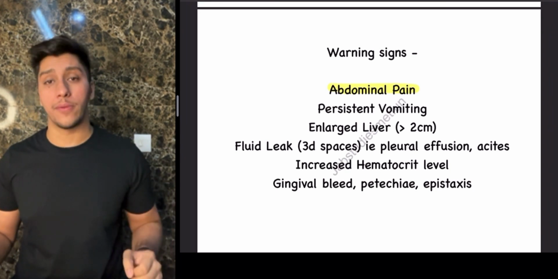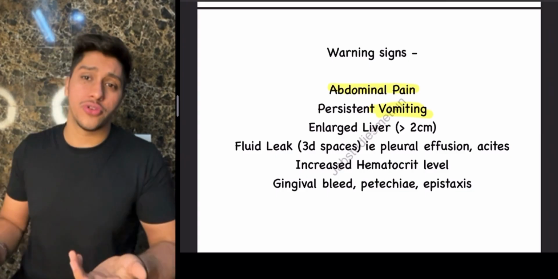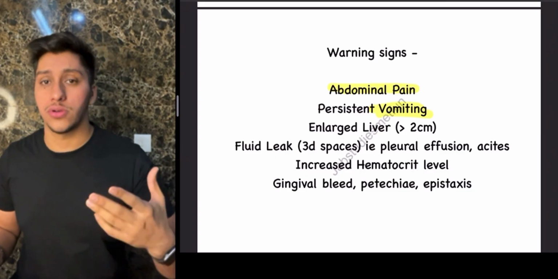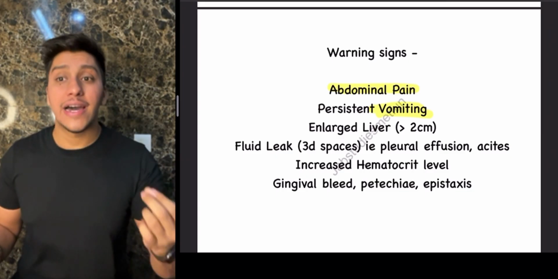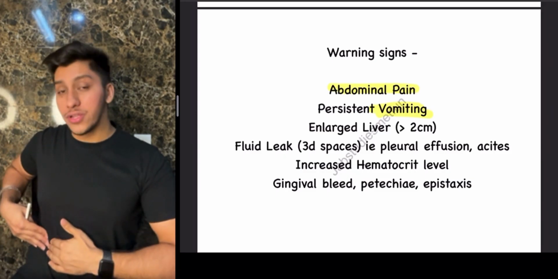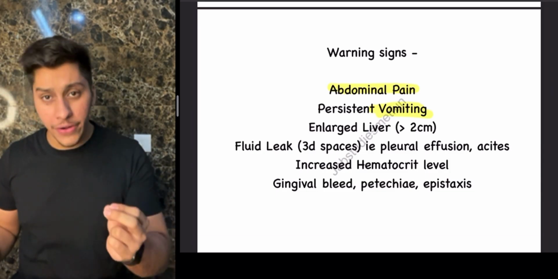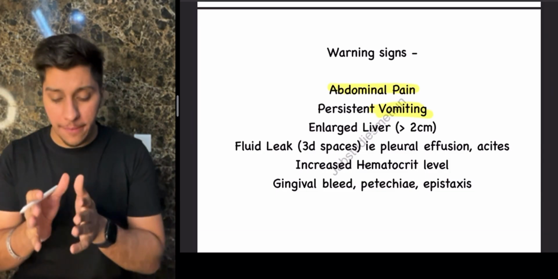That much severe abdominal pain will be there. Persistent vomiting. No matter how much MSET or ondansetron you're giving, still the patient cannot stop vomiting. Enlarged liver, hepatomegaly. When you start palpating over here, you will find that there is hepatomegaly of more than 2 centimeters. Now in dengue, what happens is that the capillaries get weak.